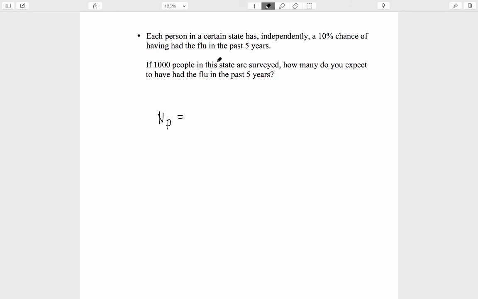If each person who had the flu missed a certain number of days of work or school, and then we were asking what's the expected number of days of work or school missed, that would be a different kind of question. But we're asking the most direct question that's directly in terms of the same thing that the Bernoulli trial itself is in terms of. So it is a job for the n times p shortcut. N equals 1,000, p equals 0.1, and so we expect 100 people on average to have had the flu in the past 5 years in that state.